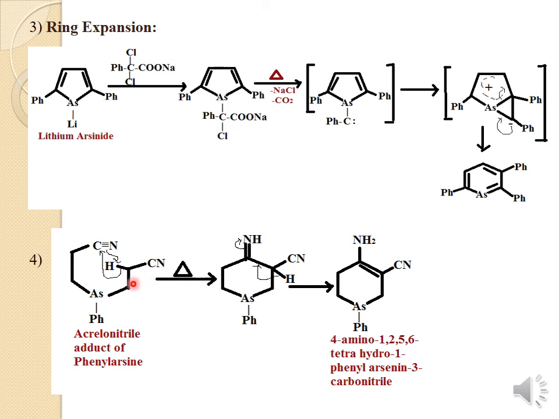So please, whenever they ask you, the majority of the questions will come from the synthesis part. They can either ask you to write any of the synthesis of the phosphorus containing groups or the arsenic containing heterocycles. Either it can be 5-membered or 6-membered. Accordingly, you have to answer.